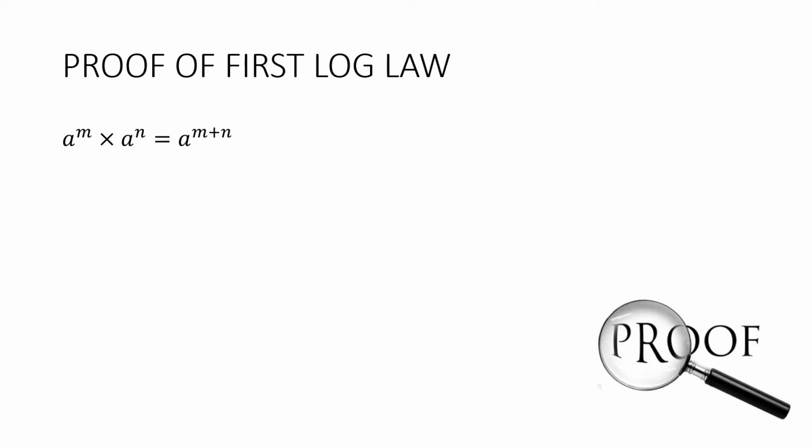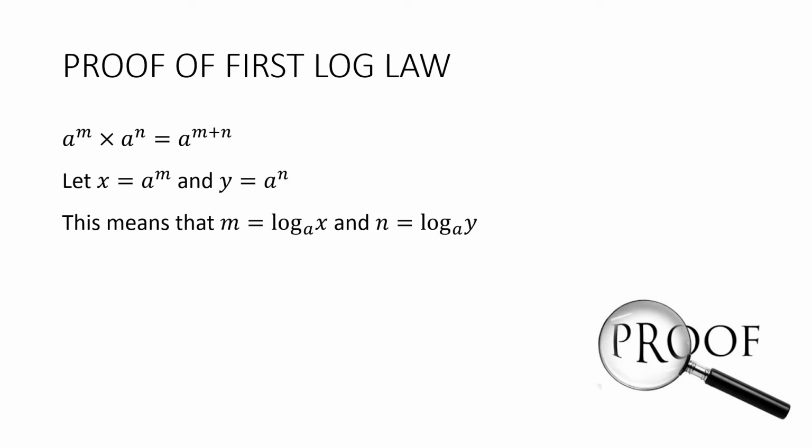A to the power of m times a to the power of n is equal to a to the m plus n. And our first step is to let x equal a to the m and y equal a to the n. Now what I'm going to do is change both of these statements into log form, which is going to give me m is equal to log base a of x and n is equal to log base a of y. Let's have a look and see if that makes sense.